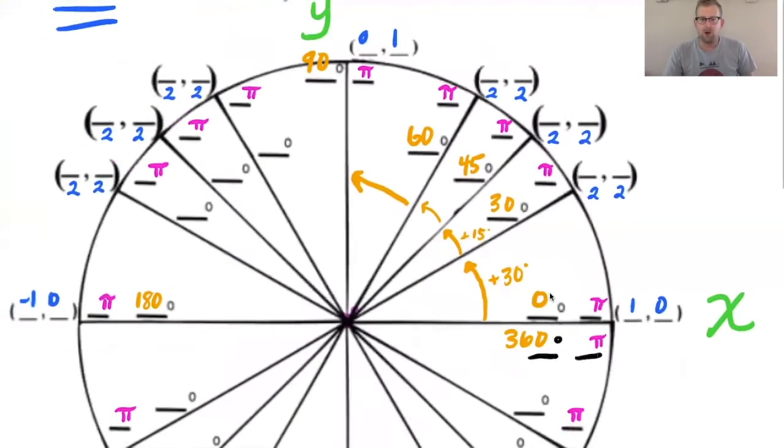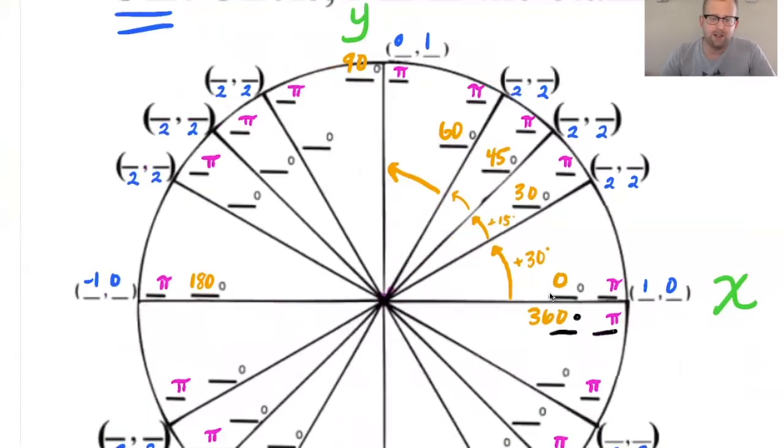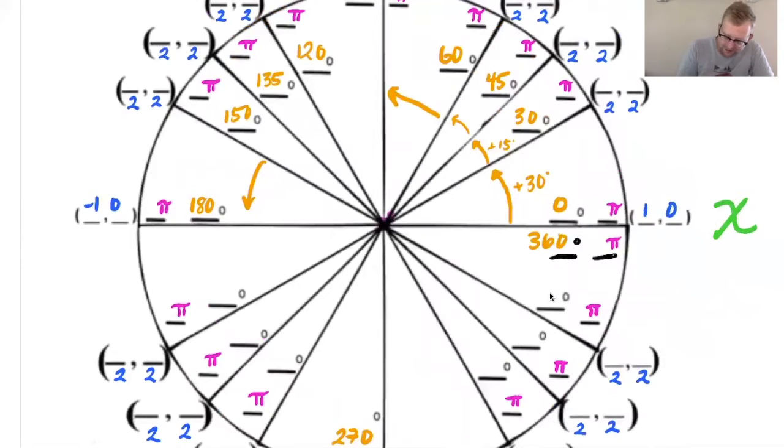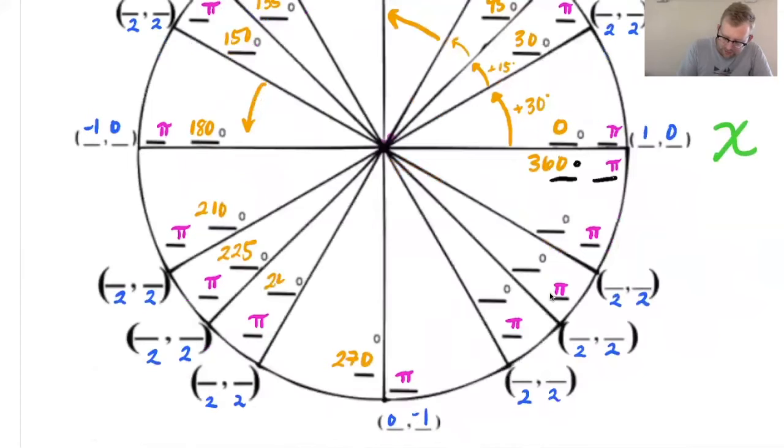And then the same holds for every other part of the unit circle. So 90 plus 30 is 120. If I add 15 to that, I get 135. If I add 15 to that, I get 150. And I know I'm doing it right because 150 plus 30 degrees will get me 180 degrees, okay? 180 plus 30 is 210 degrees. Add 15 to that, we get 225. Add 15 to that, we get 240.